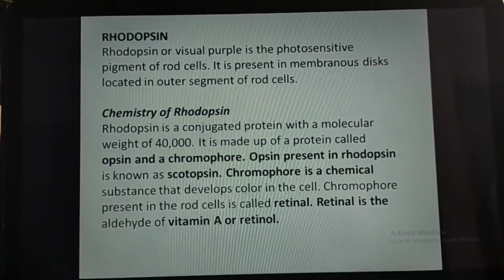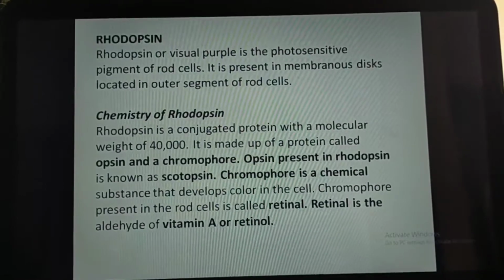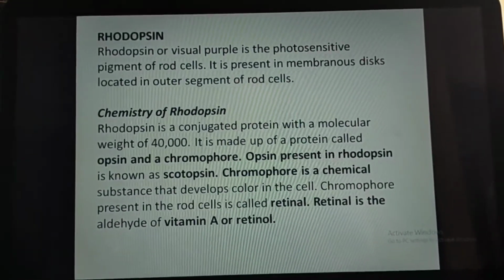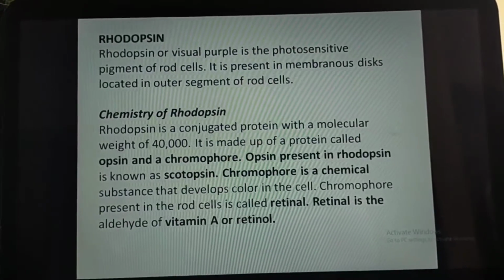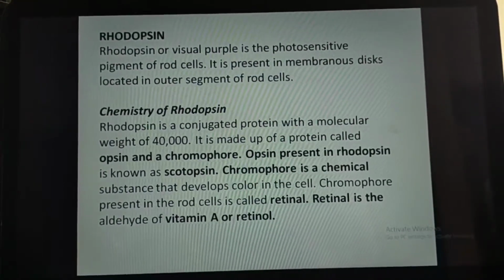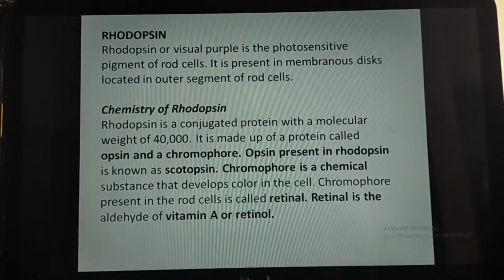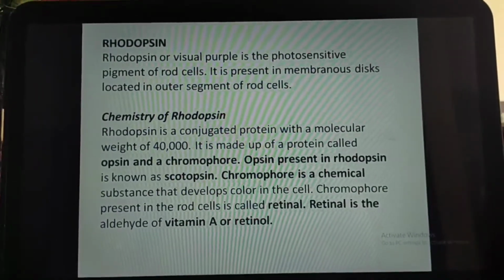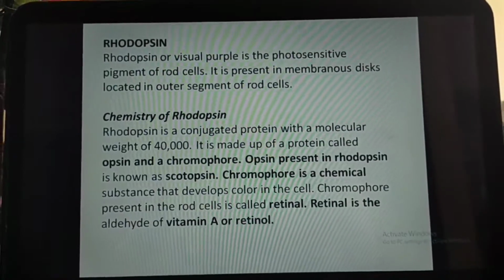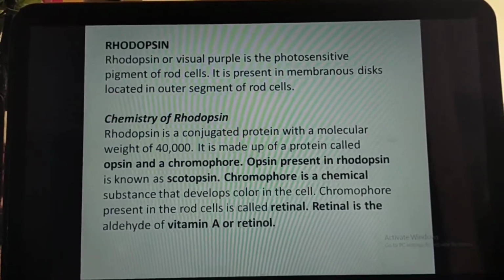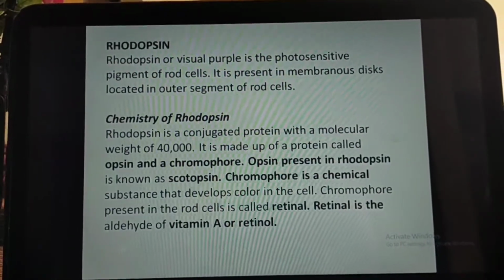Rhodopsin. Rhodopsin or visual purple is the photosensitive pigment of rod cells. It is present in membranous discs located in the outer segment of the rod cells. Chemistry of rhodopsin: rhodopsin is a conjugated protein with a molecular weight of 40,000. It is made up of a protein called opsin and a chromophore.